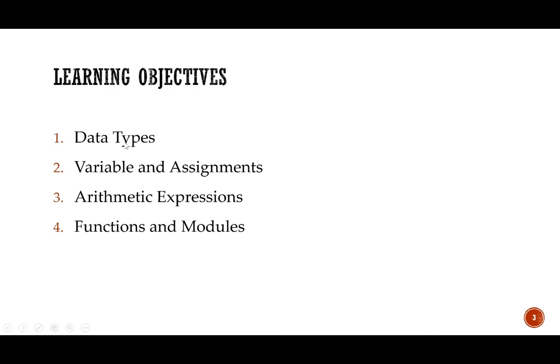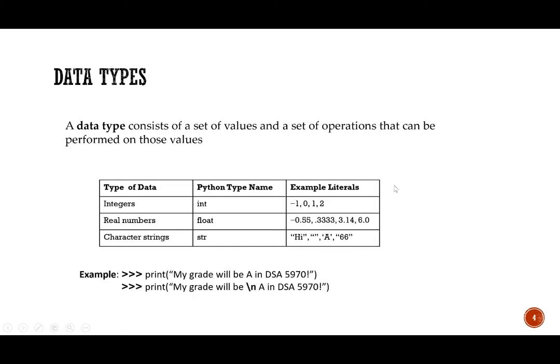Learning objectives include data types, variables, and assignments, and how we can add comments or name our variables, arithmetic expressions, and functions and modules in Python. A data type consists of a set of values and a set of operations that can be performed on those values. In this table, you can see the three popular types of data: integers, real numbers, character strings.